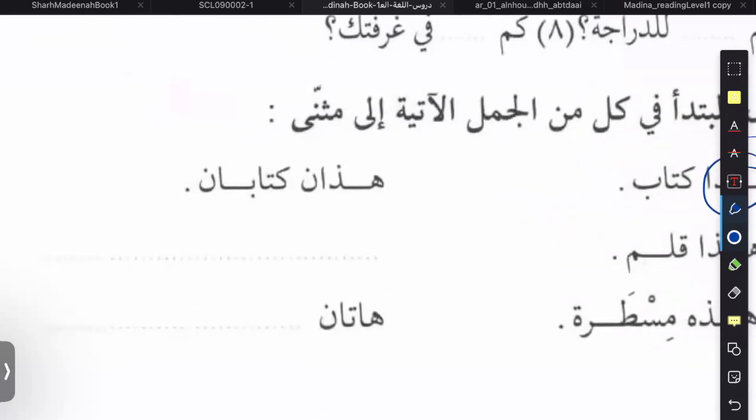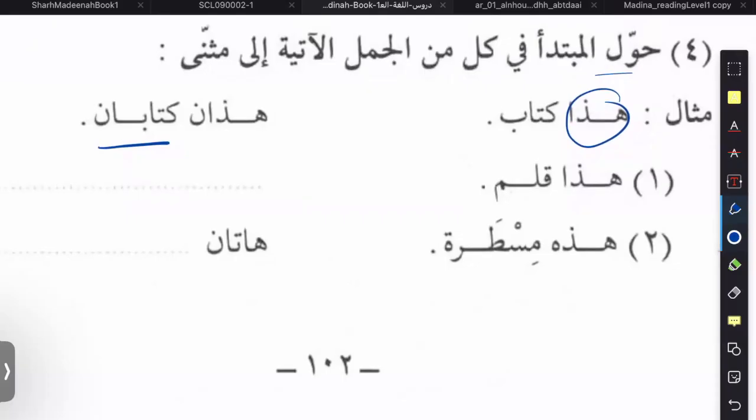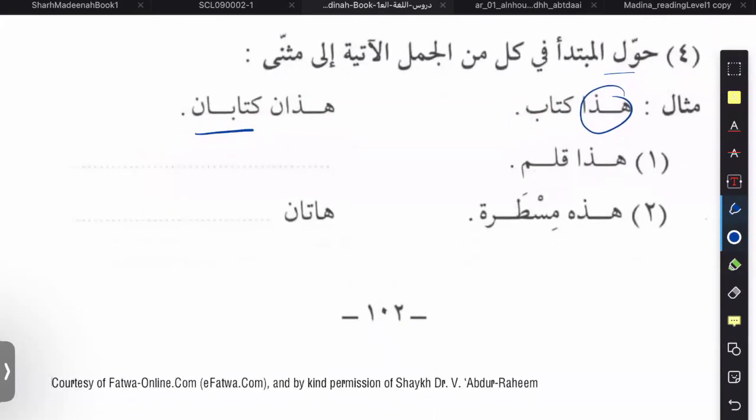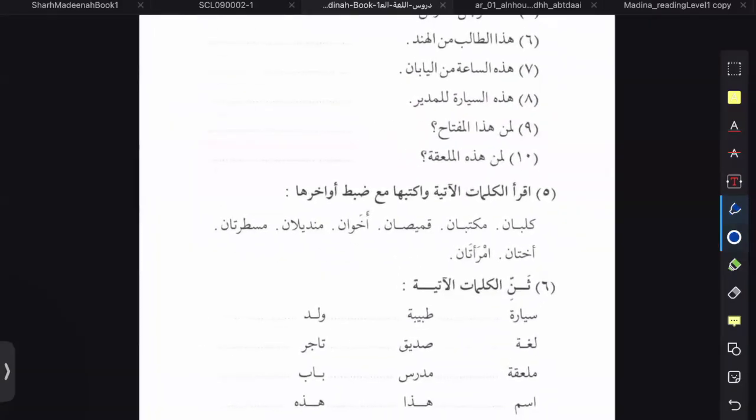So now you're supposed to make the مبتدا. حول المبتدا في كل من الجمل الآتية إلى مثنى. So change the subject into dual. Once you do that, what is the side effect? Your khabar needs to be dual as well. So you say هذان كتابان. هذا قلم، هذان قلمان. هذه مسطرة، هاتان مسطرتان. Now, you do the rest.